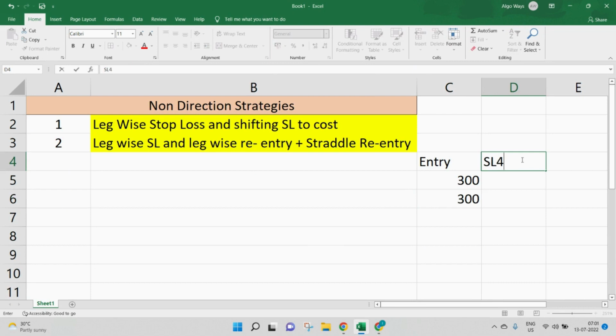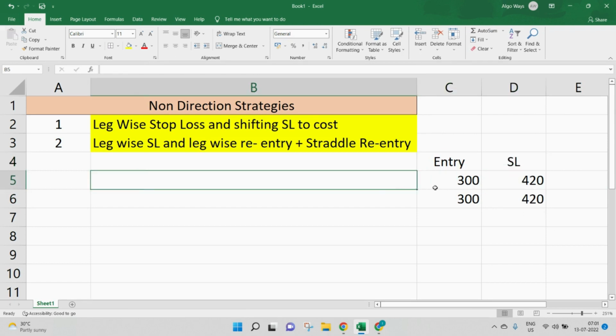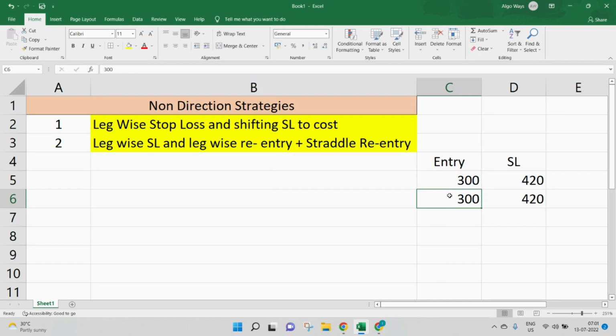Our stop loss leg wise will be 40%. So 40% of this into 1.4. Also we saw a wrong number. Anyway, 420. So once, let us say this is C, this is P, once this stop loss is hit at 420 of say suppose C, it has hit the stop loss.